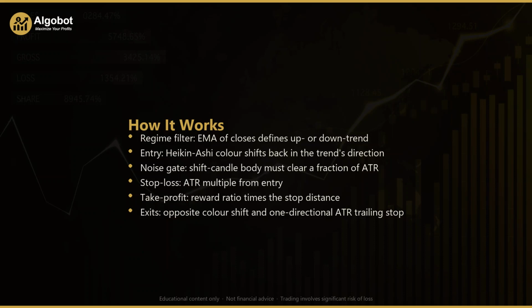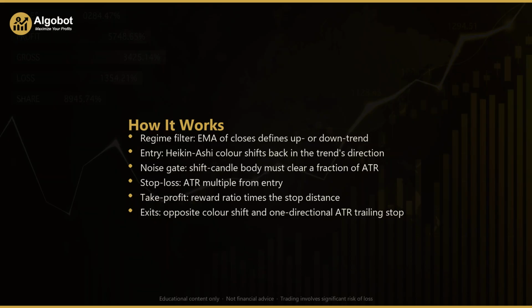Next, the entry itself, which the strategy calls a color shift. For a long, the just closed Heikin Ashi candle must turn bullish after the previous candle was not bullish. In other words, the smooth trend paused or pulled back and has now resumed to the upside. For a short, the mirror applies. The just closed candle turns bearish after the previous one was not bearish. Before acting, the strategy applies a noise gate. The body of that shift candle must be at least a set fraction of the current average true range, 15% by default. Small, indecisive candles are ignored, and this is the main filter against false signals.